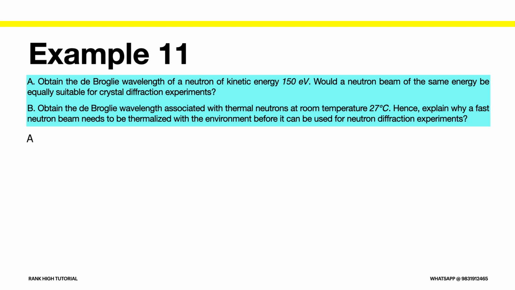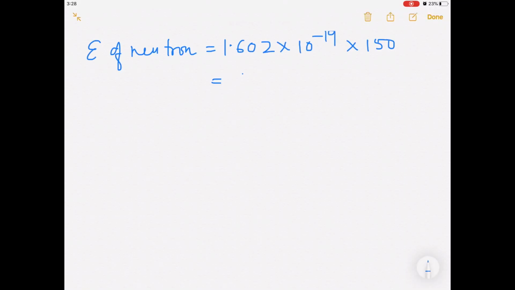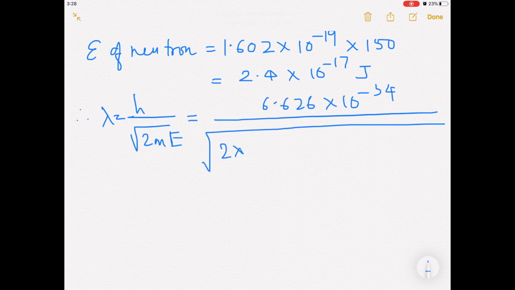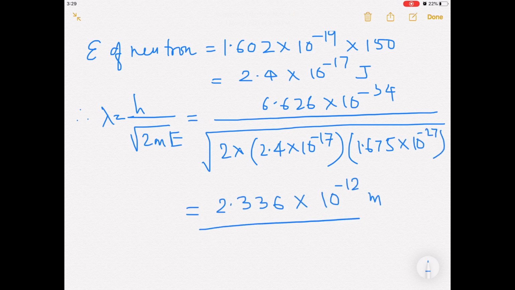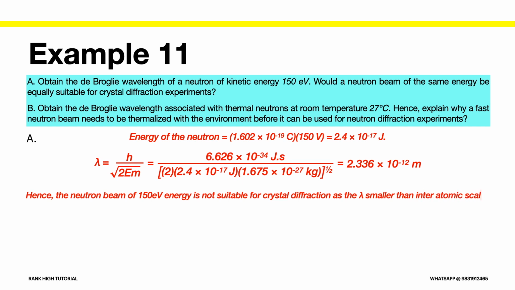diffraction experiments. In part A, first we have to calculate the energy of the neutron. That will be equal to 2.4 × 10^-17 joule. Now putting the value of the energy of the neutron in the de Broglie relation, we get 2.336 × 10^-12 meters. Hence, we can conclude that the neutron beam of 150 electron volt of energy is not suitable for crystal diffraction experiment as the lambda is smaller than the interatomic scale.